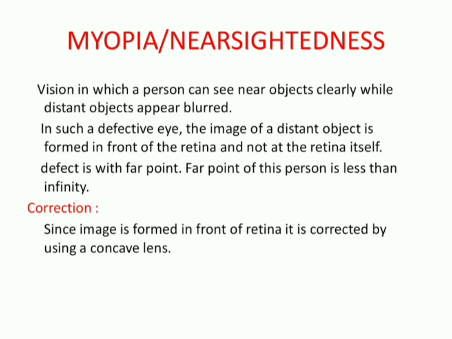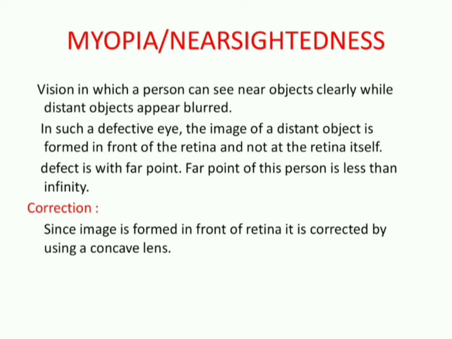So in such a defective eye, the image of a distant object, in the sense of an object at infinity, is formed in front of the retina. In the previous case, we have seen images formed beyond the retina. This image will be formed ahead of the retina. Since it is not forming on the retina, again the person cannot see these objects clearly which are coming from infinity, and the defect is with the far point. In general, the far point of this person is less than infinity. For a normal human eye it is infinity, but for this person it is less than infinity.